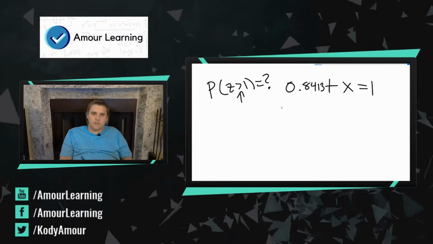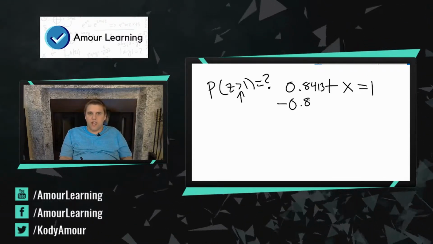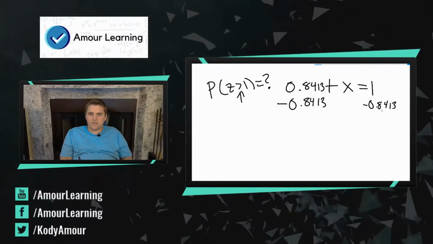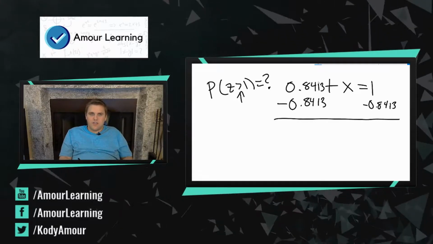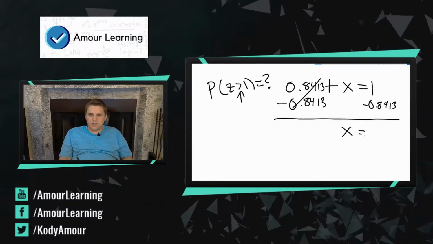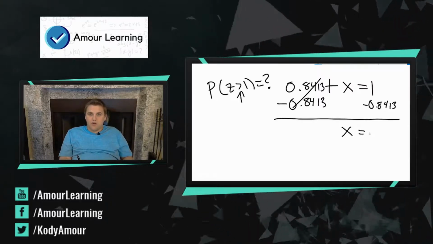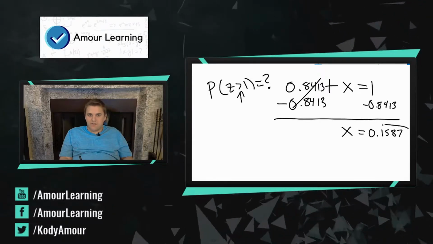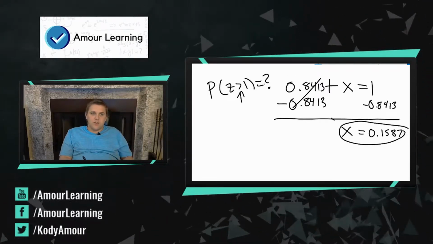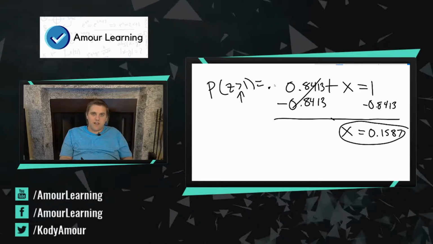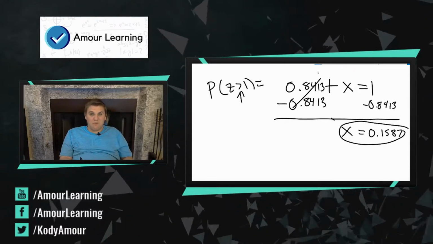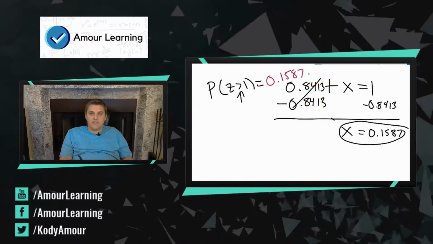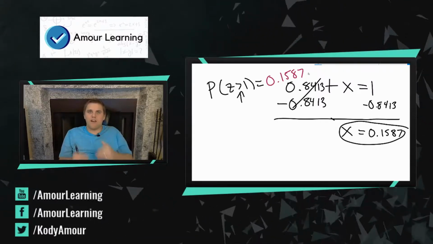Because I want to work with this algebraically. Basically, I'm going to subtract 0.8413 on both sides of this equation to solve for x. So these two cancel, and I'm left with x equals 1 minus 0.8413, which is 0.1587. So that region is 0.1587. I'm going to use a different color because we're getting a lot of blacks and it's getting a little boring. So that red region's area is 0.1587.